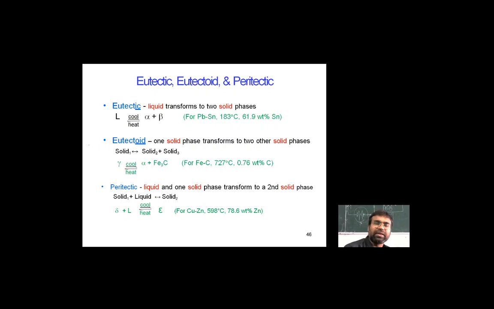First we discussed the eutectic reaction, in which one liquid, when heating and cooling, transforms from one phase to another. Considering first the cooling, it transforms into two solids, the alpha and the beta phase. So they are the two solid phases, alpha and beta, which were discussed in the earlier slide.